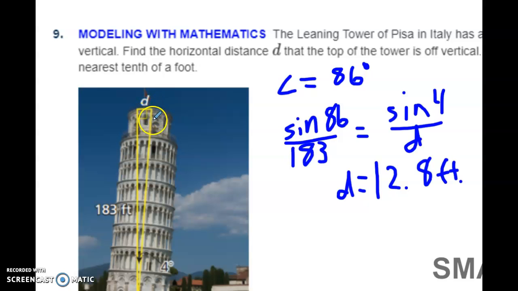Well, the first thing I have to do, I have to find that third angle, because I know this is 4 degrees, this is 90 degrees. So I take 180 minus 90 minus 4, and I get 86 degrees. Now that I know that angle, I can go sine of 86 over 183, because those are opposite sides there, equals sine of 4 over d. D is then 183 times the sine of 4, find an answer. Divide that by sine of 86, you get 12.8 feet rounded to the nearest tenth.